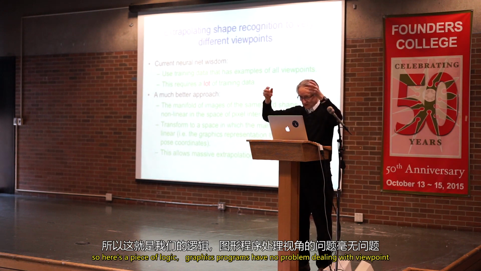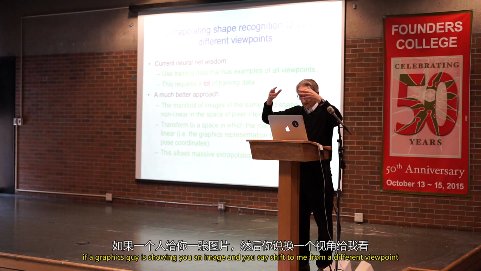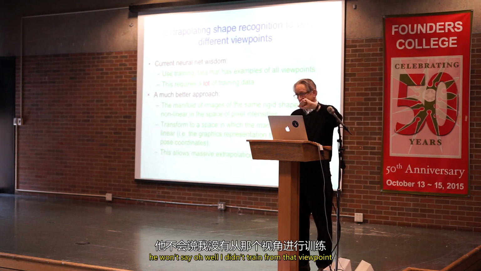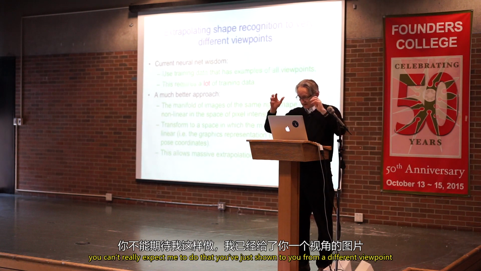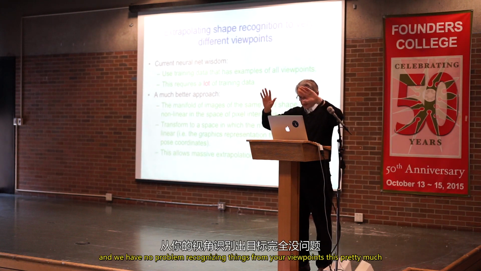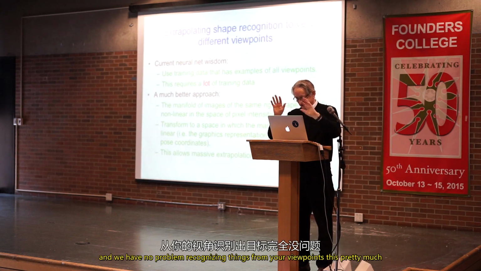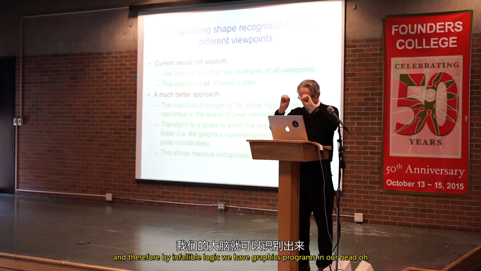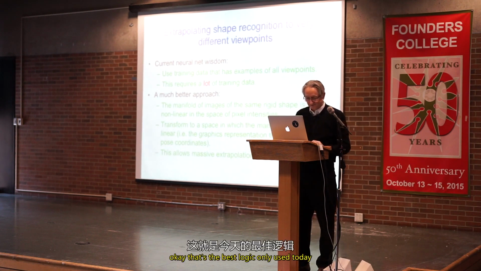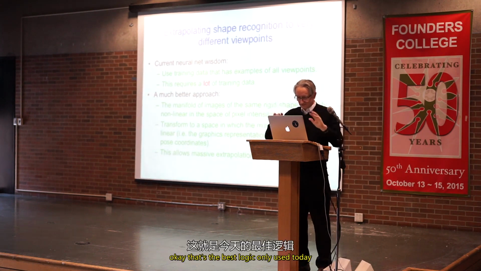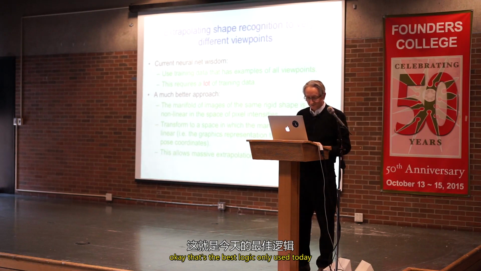Okay, so here's a piece of logic. Graphics programs have no problem dealing with viewpoint. If a graphics guy is showing you an image and you say, show it to me from a different viewpoint, he won't say, oh, well, I didn't train from that viewpoint. You can't really expect me to do that. He'll just show it to you from a different viewpoint. And we have no problem recognizing things from new viewpoints, pretty much. And therefore, by infallible logic, we have graphics programs in our head. Okay. That's the best logic I'm going to use today.